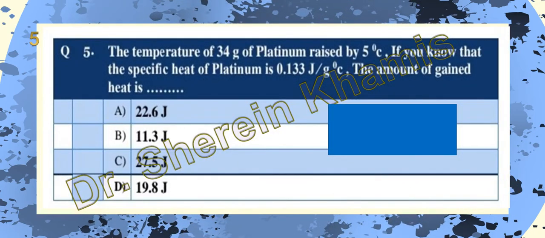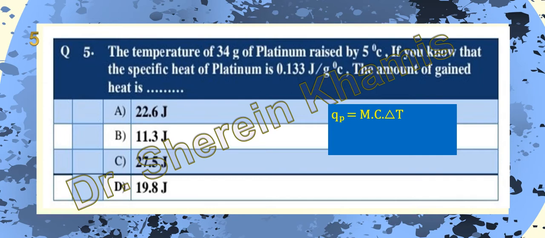We have question 5 here, which says that the temperature of 34 grams of platinum is raised by 5 degrees Celsius. If you know that the specific heat of platinum is 0.133 joule per gram degree Celsius, the amount of gained heat is, okay, calculated with the rule Q equals m c delta T. It's an easy question. Q equals m c delta T.